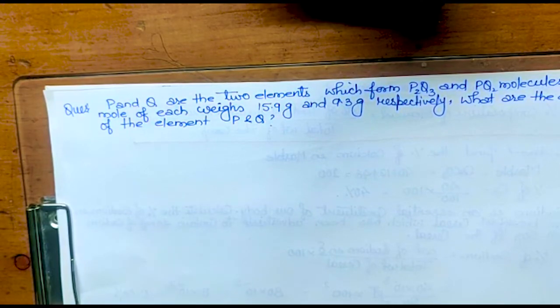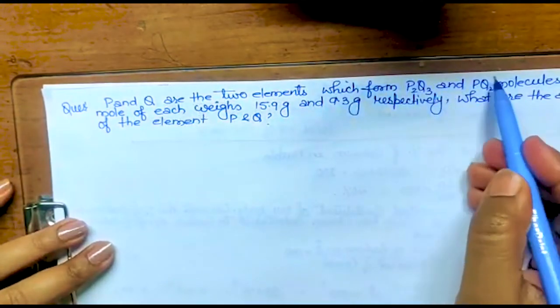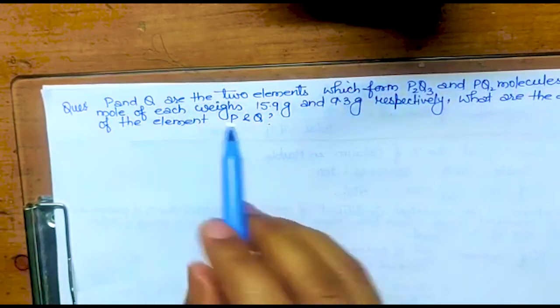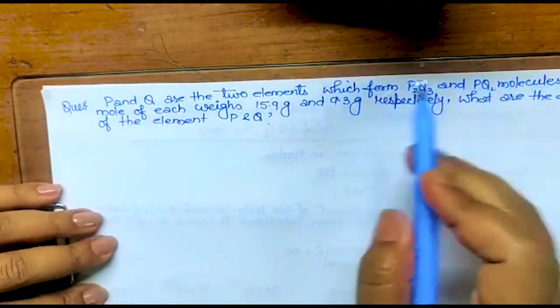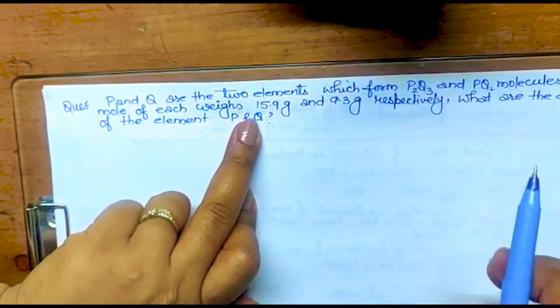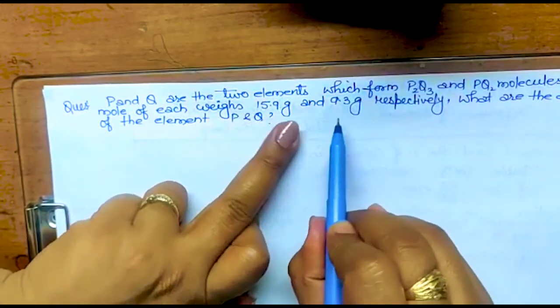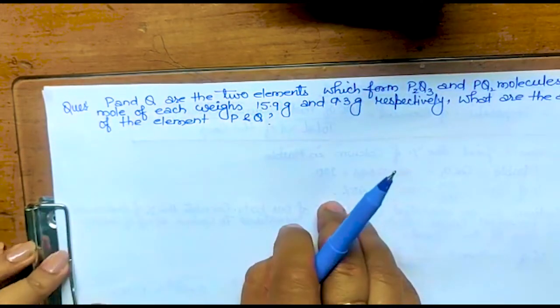Got the question? The question says that two elements form P2Q3 and PQ2. If we take 0.15 gram mole of each, then 15.9 gram is this and 9.3 gram is this. So what is the atomic mass of P and Q? Okay.